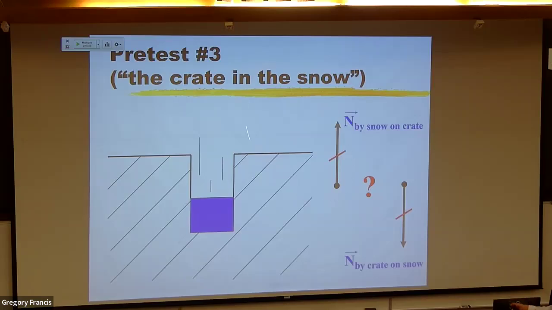Okay, now there's still going to be a net force up on the crate. Okay, this force here is going to be bigger than the weight by the Earth on the crate, but these two forces are on different objects. They can't cancel each other. They're acting on different objects.